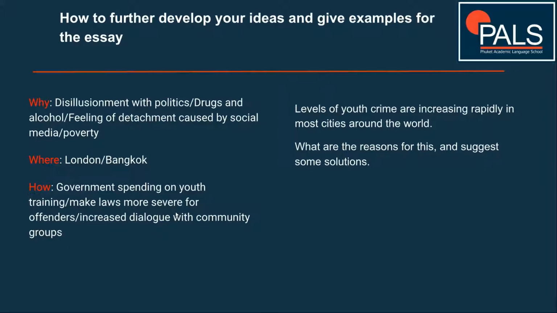So government representatives or local political representatives could start communicating more with community groups, youth groups, and finding out from the young people what their problems really are. And if they listen to the young people, then they might be able to offer some solutions to these issues. And if they offered solutions effectively and efficiently, then youth crime, there's a good chance that it might drop.